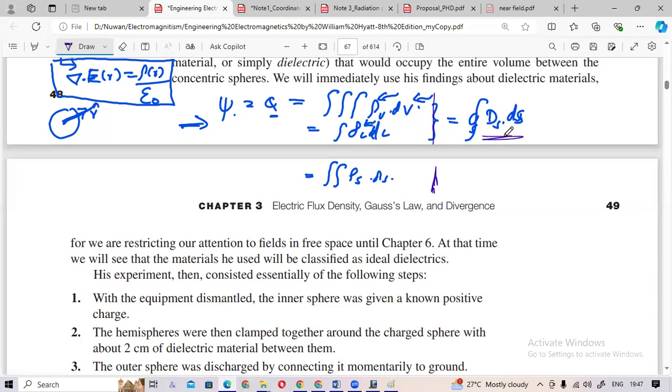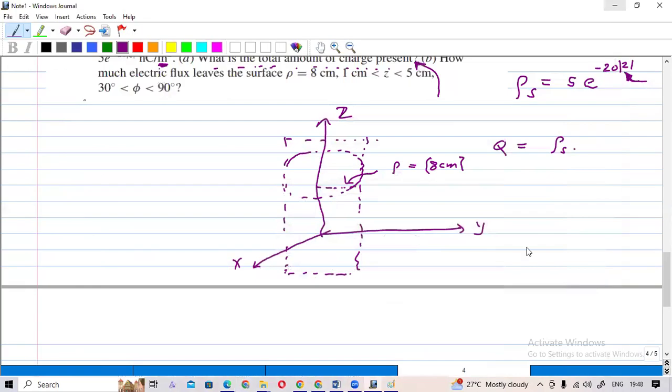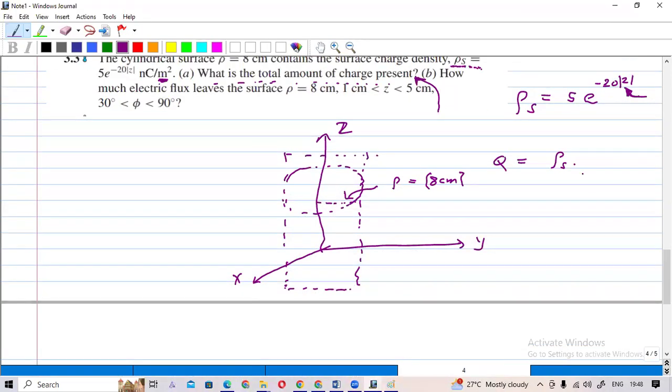This is Gaussian law. Now we are not using this one. We have to use this. If it is volume charges, we have to do the volume integration. Line charges, line integration. Surface charges, what do you have to do? You have to do the surface integration. Here, the surface charge is given, so you have to do the surface integration.